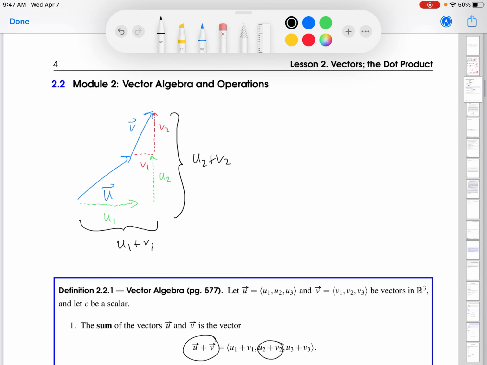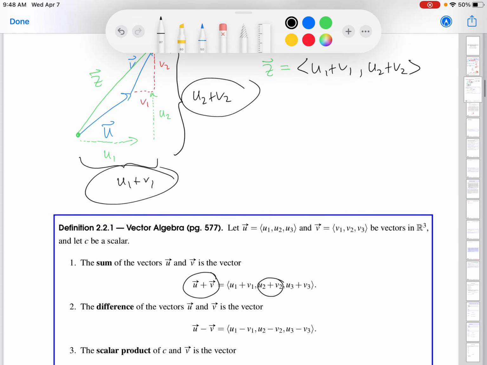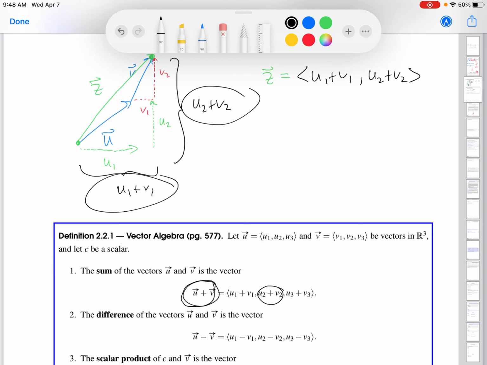So if I now draw a new vector from the initial point of u to the terminal point of v, I'm going to call this new vector z. If I write it in components, it has the x component u1 plus v1. It has the y component u2 plus v2. And it's a vector. Great. So because it has the same components, it's going to be the same as the u plus v vector.